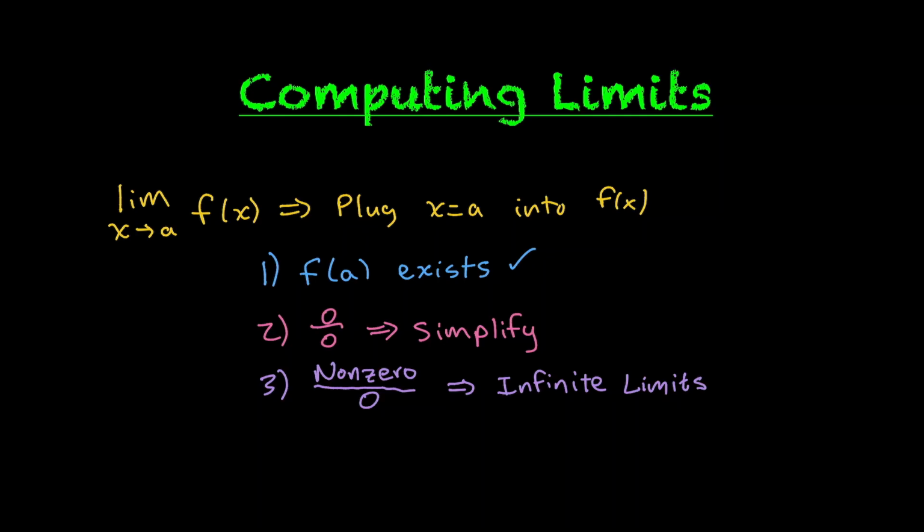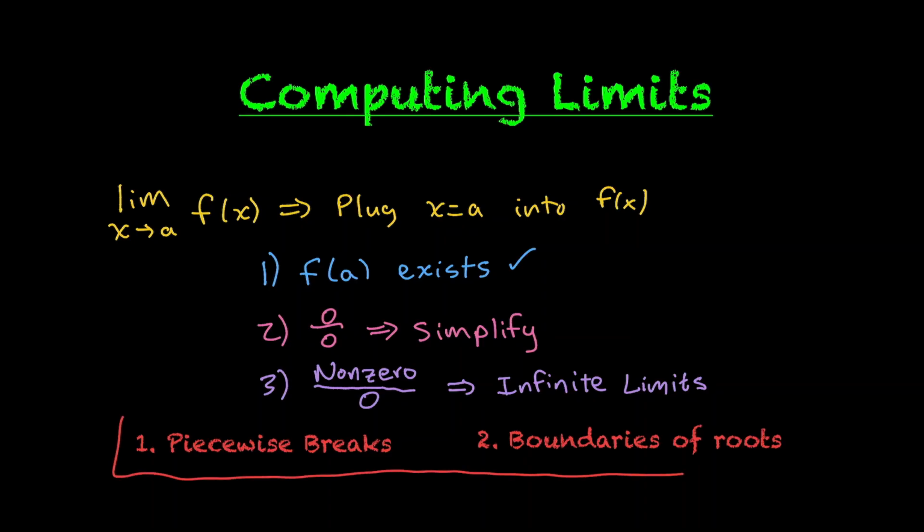All right, this technique will work on almost every type of function. It works for polynomials and rationals, trig functions, exponentials, logarithms, which is almost every type of function. The only place where you have to be careful is on piecewise breaks, number 1, and number 2, on boundaries of root functions and sometimes inverse trig functions if you see those in your limits. So when we do have a piecewise break or a boundary of a root function, we know that we have to be careful. And of course, we'll go through examples of those a little later on in the video.